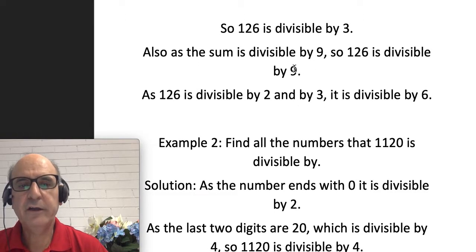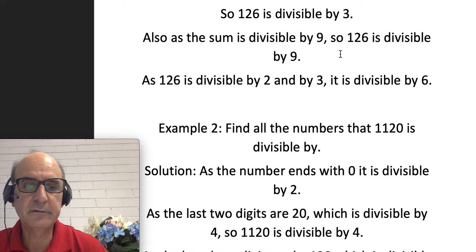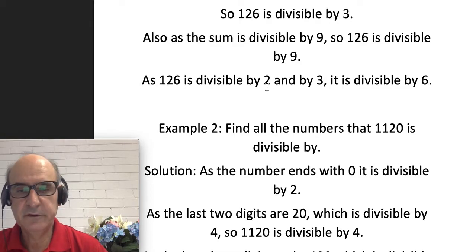Then for 9, again we add the digits. 1 plus 2 is 3, 3 plus 6 is 9. 9 can be divided evenly by itself. So 9 divided by 9 is 1, remainder 0. So this original number can be divided also by 9. It's divisible by 9. Why? Because we added the digits, it became 9, and 9 is divisible by itself. So the original number is divisible by 9. And this bit we already talked about. 126 is divisible by both 2 and 3, so it's divisible by 6.